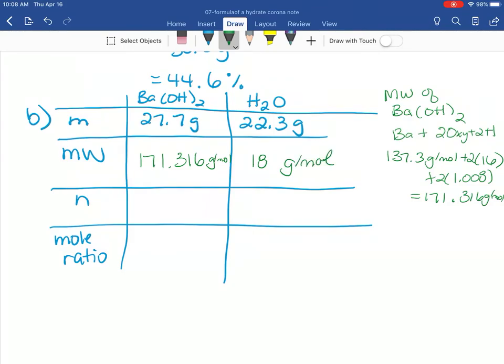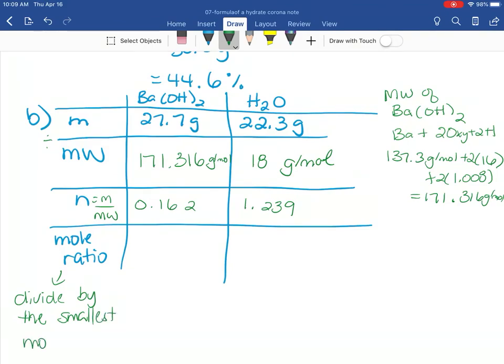And then water is 18. Two hydrogens plus oxygen. Okay, so now again, your moles is mass over molar mass. So this line divided by this line. Okay. So the mole ratio, one more time, is divide by the smallest mole amount.